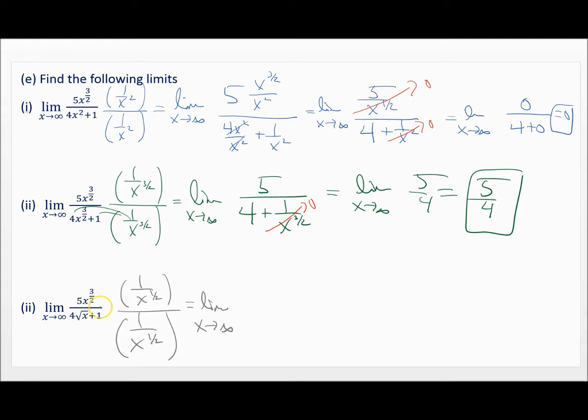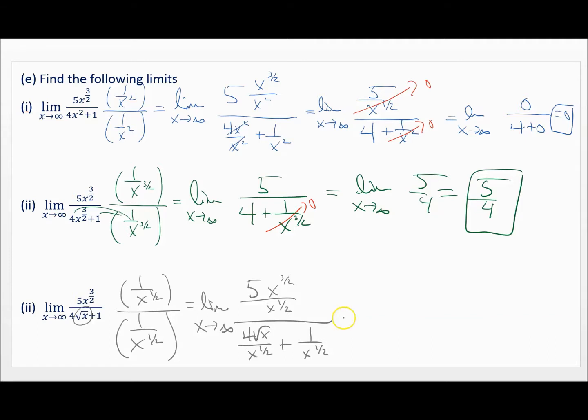Now, when I multiply the numerator, 5x to the 3/2 times 1 over x to the 1/2, let me just write that, just in case you get lost in the mess. That's 5x to the 3/2 divided by x to the 1/2. That's just the numerator. The denominator, we're going to have 4 square root of x over x to the 1/2 plus 1 over x to the 1/2. I guess I didn't discuss why I did x to the 1/2, but you see, because that's square root of x, which is x to the 1/2.